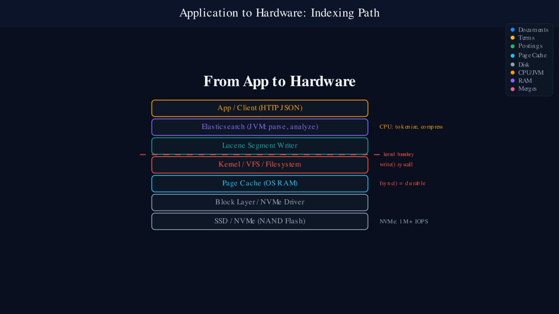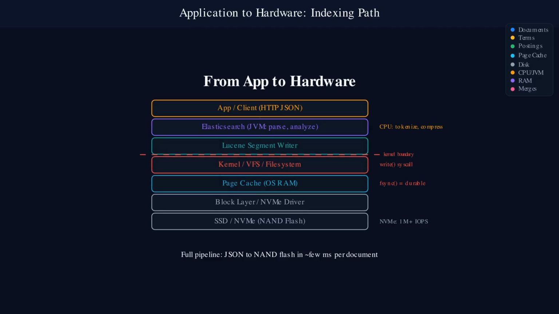At the top of the stack, your application sends a bulk index request over HTTP. Elasticsearch receives it in the JVM, using around 10 to 50 megabytes of heap per bulk batch for parsing and analysis. CPU cycles are spent on tokenization, lowercasing, and building in-memory posting structures. When Lucene writes segment data, it calls write system calls. But the bytes do not go straight to disk. They first land in the operating system page cache, which is a region of RAM managed by the kernel. The kernel decides when to actually flush those pages to the physical storage device.